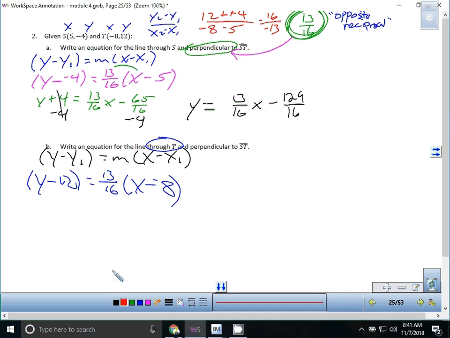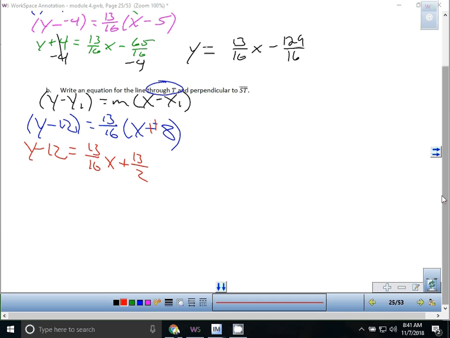All right, so on the left, drop your parentheses. That's y minus 12 equals. Minus negative 8 turns into a plus. Let's do the distributive property. 13/16 times x is 13 over 16x. And yeah, that slope is really annoying to work with. 13 over 16 times 8, that's going to be 6.5. As a fraction, it's 13 over 2, which is 6.5. And then we'll add 12 to the other side. To get y by itself, we add the 12.